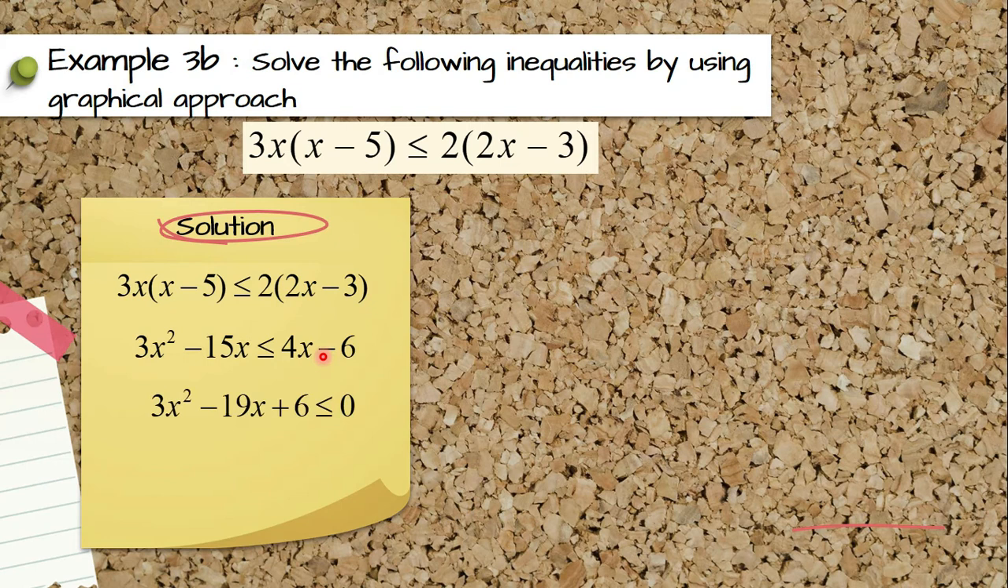After you expand, we bring 4x minus 6 to the left hand side. Make sure the right hand side is always 0. Therefore after you bring it over and simplify, you get the quadratic 3x squared minus 19x plus 6 less than or equal to 0. Then we try to factorize. To factorize this inequality, you get (3x minus 1) times (x minus 6) less than or equal to 0.